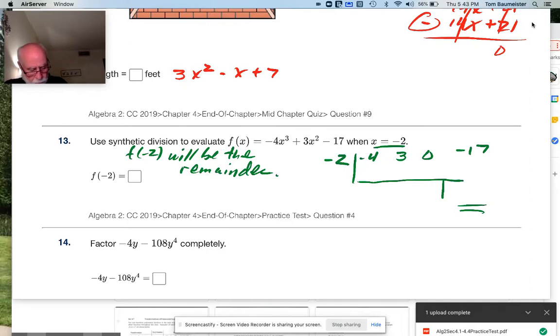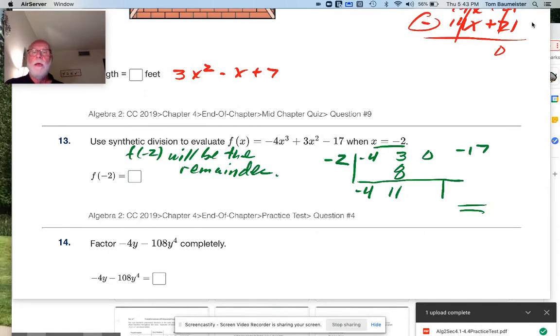All right. So remember, I take the first one and I bring it down, and then I just start multiplying. So negative 2 times negative 4 is positive 8. Remember, I now add, not like with long division.